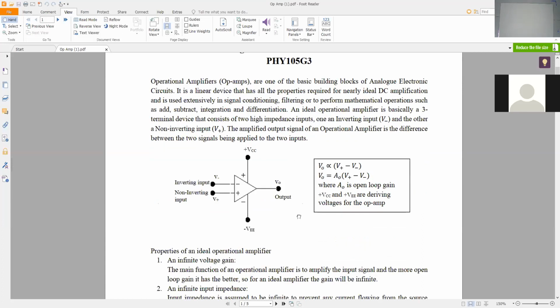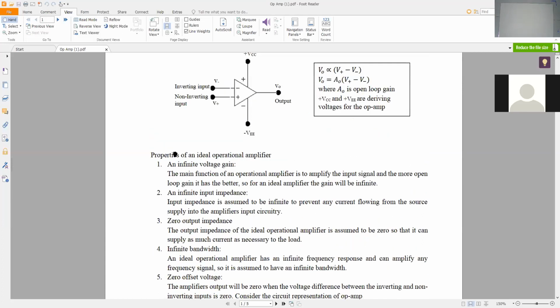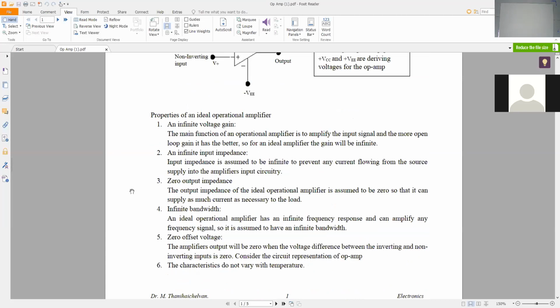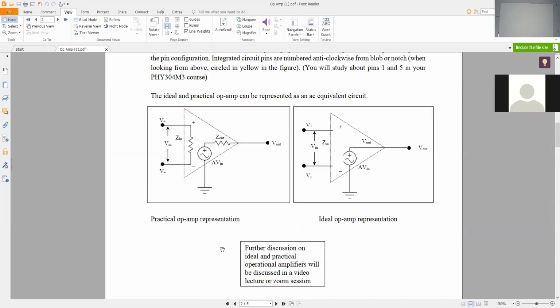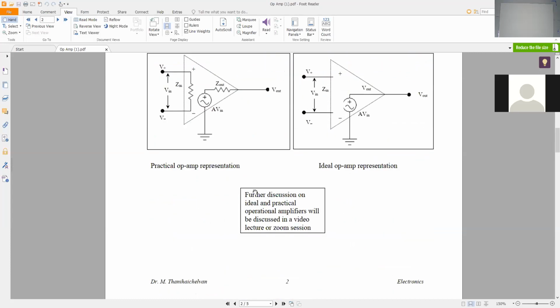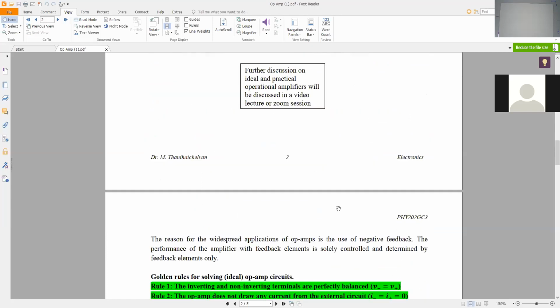So it's an operational amplifier, and there are two types of amplifiers. One is the ideal operational amplifier, which is a conceptual device. You can use its properties to solve the circuits. And then we have the difference between ideal and practical operational amplifiers. Hopefully we can see these things once you all come back to the classes.